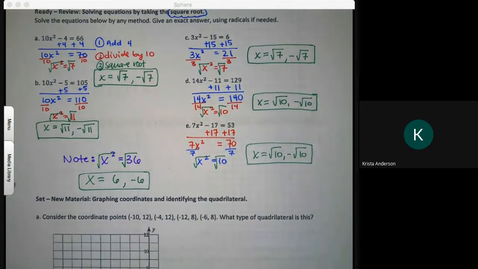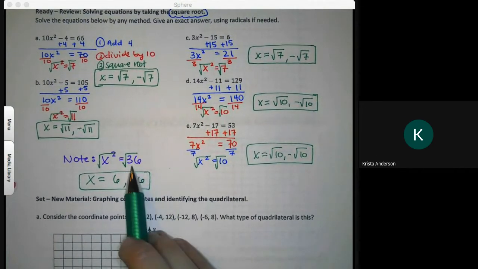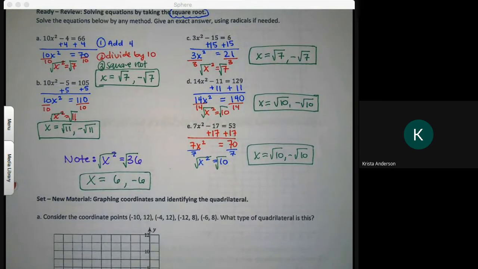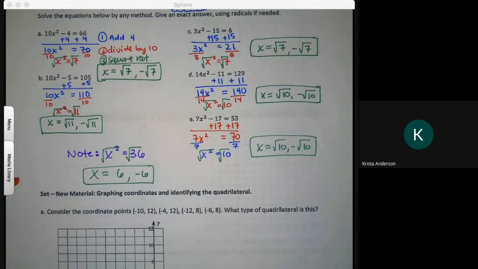What's another example of a number that would simplify when you square root it? 49. 49 would be 7 and 7. 25 would be 5 and 5, right? Perfect squares are numbers that will come out, and you'll just write a positive version and a negative version of it.